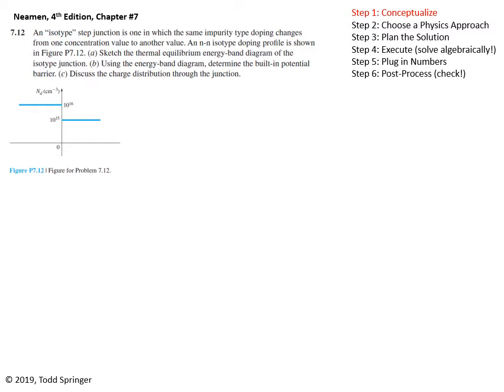This problem has a junction between two different materials, but what is unusual is that they're both N-type. So it's sort of like a p-n junction, except with two N-types with different dopings being put into contact. And you can see the exact concentrations are given in this figure here. So what we're going to do is work on parts A and B. Those two sort of go together. A is sketch the thermal equilibrium energy band diagram, and then part B is, using that, determine the built-in potential barrier.